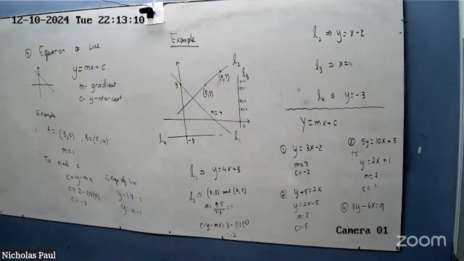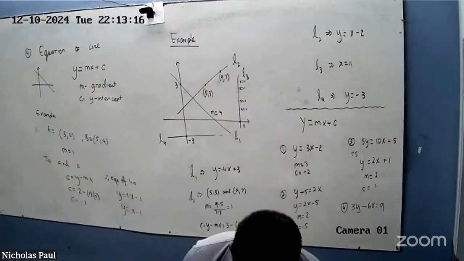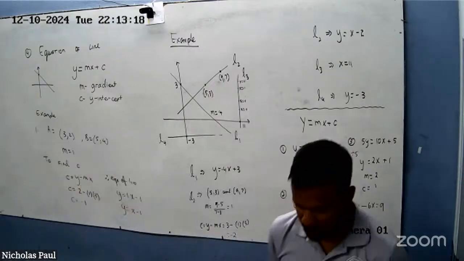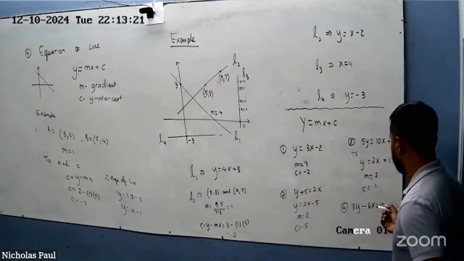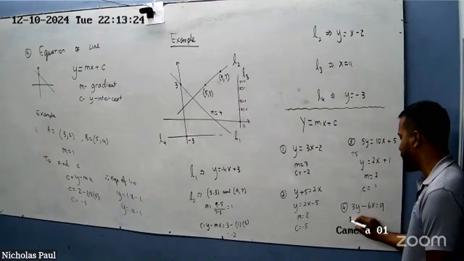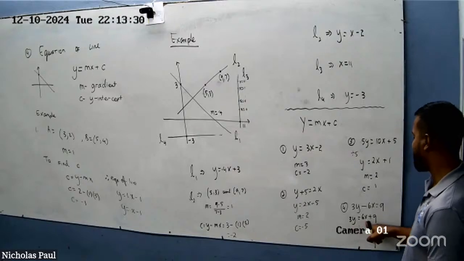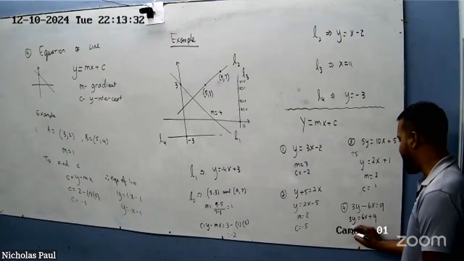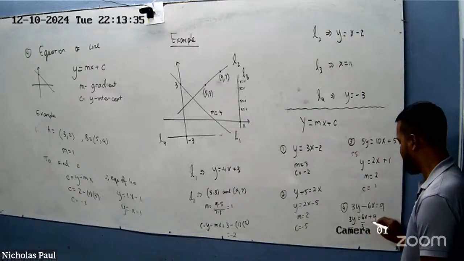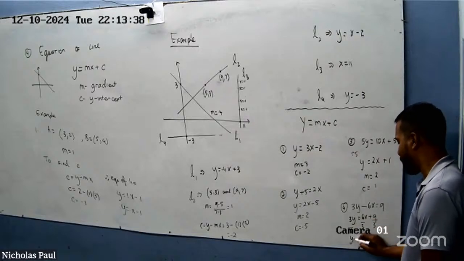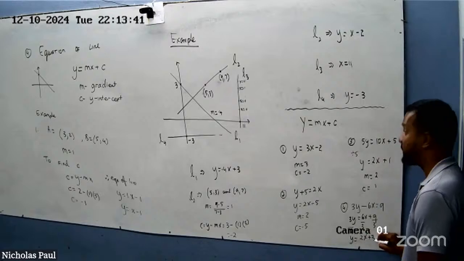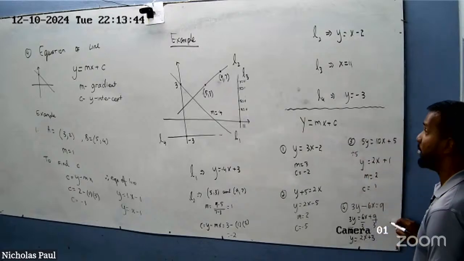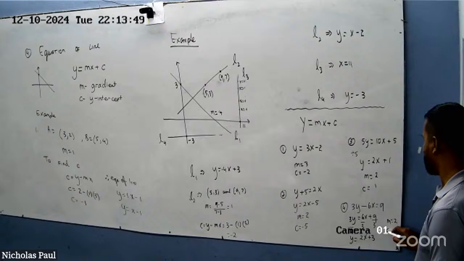All right, let's see what you got. Right, so the first thing I would do is I would write 3y is equal to 6x plus 9. Put it in the form y is mx plus c. And then I would divide everything by 3. So now I will get y is equal to 2x plus 3. So now I know that my gradient is 2 and my y-intercept is 3.